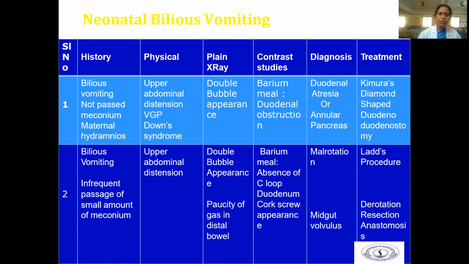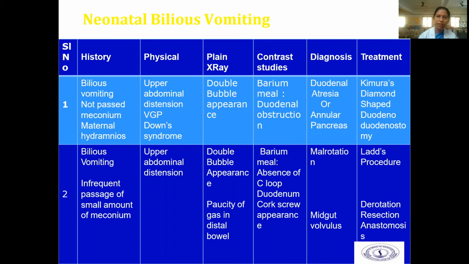duodenostomy. So when a child presents with bilious vomiting, not passing meconium, and the mother is having maternal hydramnios, physically we have to look for upper abdominal distension and the presence of VGP or Down syndrome in the child. And when there is an X-ray, we have to classically look for the double bubble appearance, which we have seen in the above pictures. We had seen, when meconium is not being passed and X-ray is done, there will be double bubble appearance.